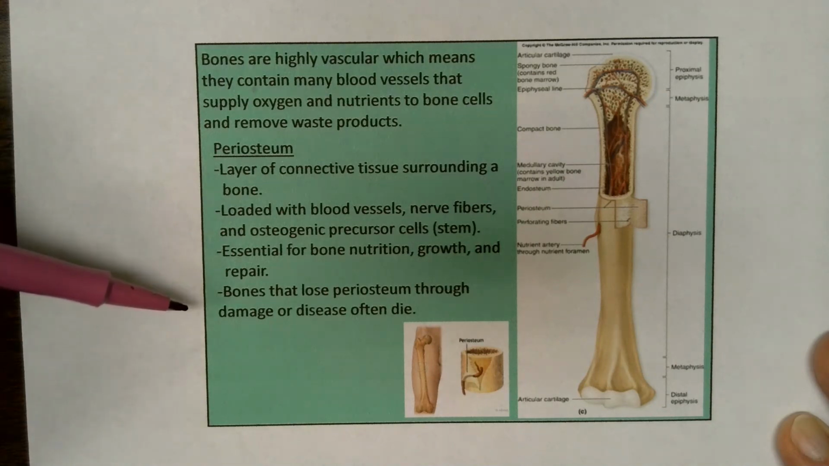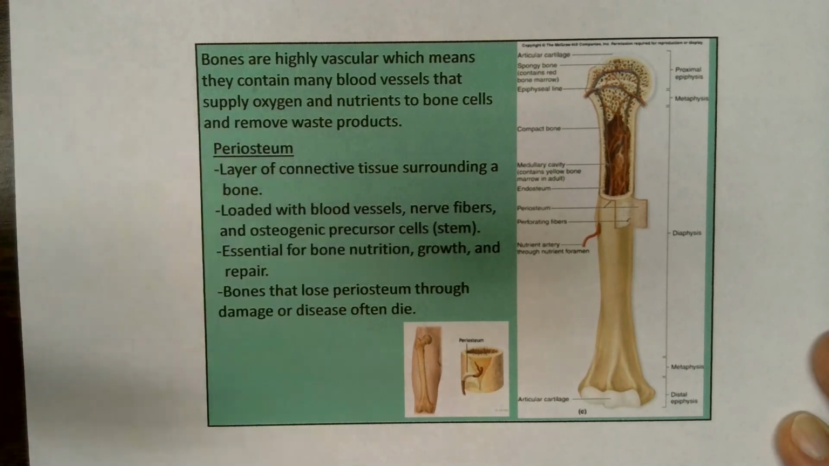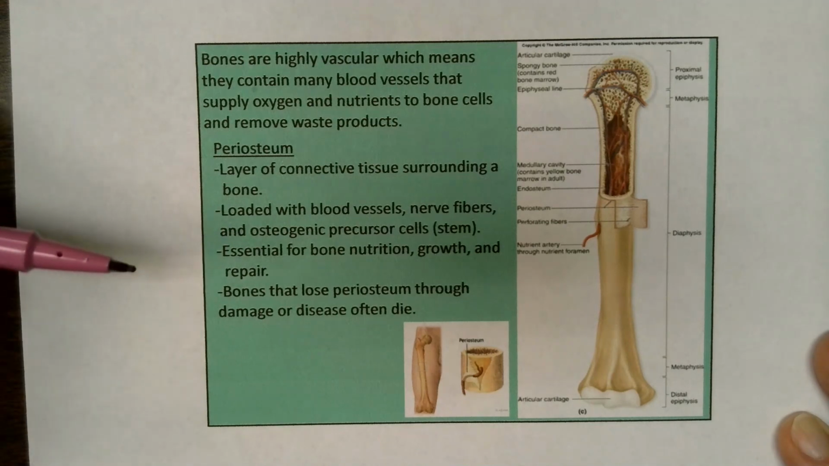Essentially, if a bone were to somehow lose the periosteum through damage or disease, then that whole bone is often going to die. Okay. Hopefully you recognize the term stem cell, but if you don't, stem cells are cells that have, at the time, no specific end product as far as the type of cell that they're going to become. Okay, so the periosteum's loaded with stem cells that are going to turn into actual bone cells, right?